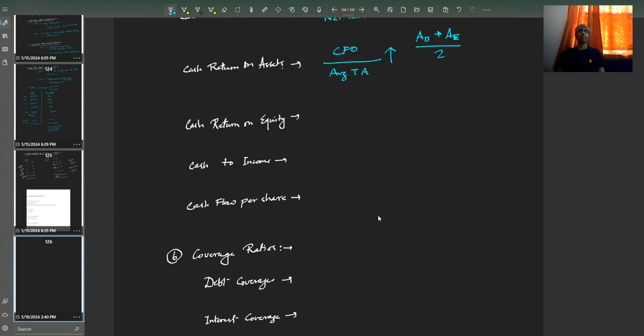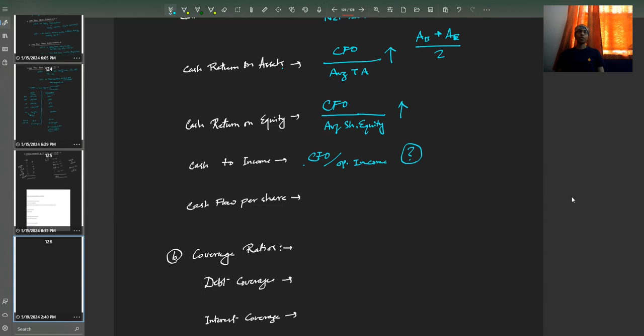Cash return on equity. This is CFO by average shareholders equity. Obviously, you want this number also to be high. Cash to income. This is CFO divided by operating income. You want this number to have some parity and balance. You do not want drastic difference between cash flow from operations and operating income for continuous periods. If there is such a difference, then this means there is a question mark in the performance.